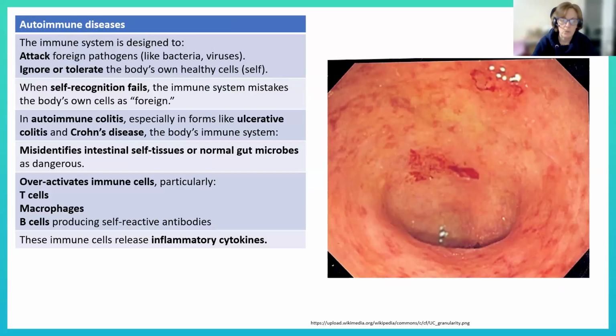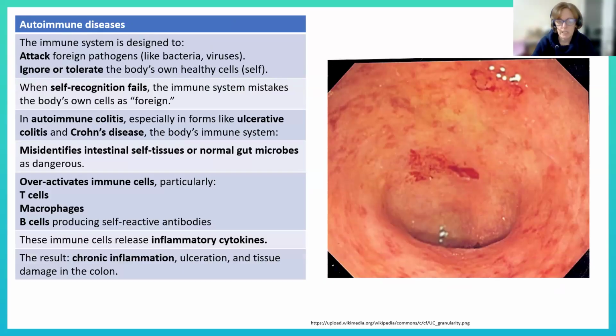So these immune cells all release these inflammatory cytokines, and inflammatory cytokines cause inflammation. So you get chronic inflammation, ulceration, which is like sores, and tissue damage in the colon, which is really painful. You can see the damage to the tissues.